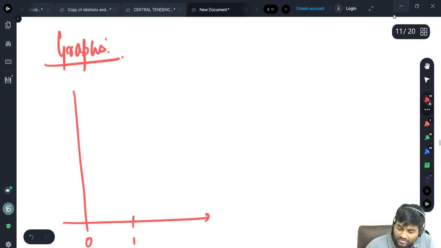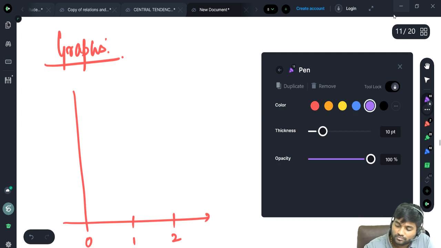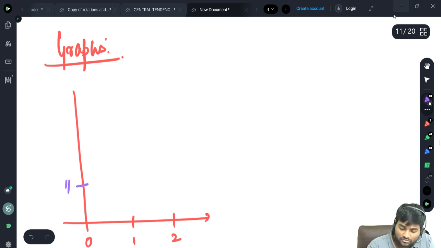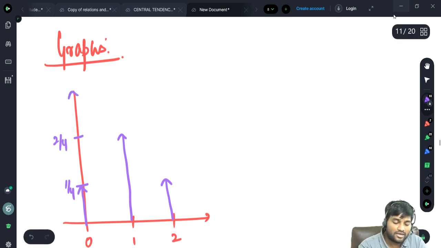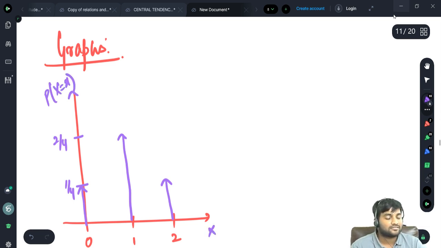This is 0, this is 1, and this is 2. So at 0, the probability is 1 by 4. At 1, the probability is 2 by 4. And at 2, the probability is 1 by 4. Clear? So this is the graph of a PDF. Point wise, there is probability at 0, 1 and 2, and at all other points it is 0. Here we are measuring probability capital X is equal to small x.